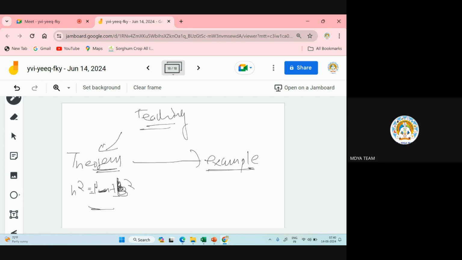Deductive. Deductive teaching, because we are going from general to particular. Even in this, we are using the theory which is already existing. We are just using the theory. Yes.